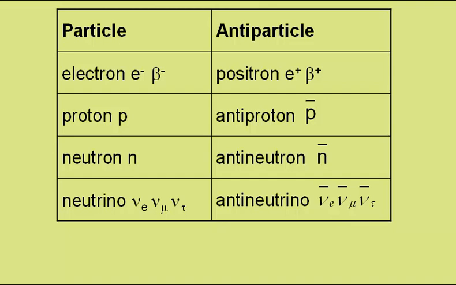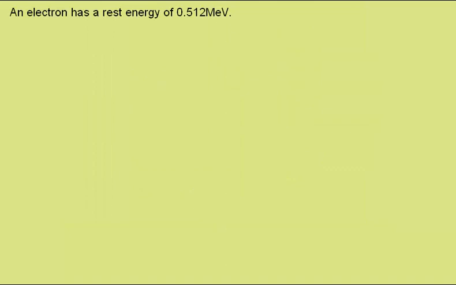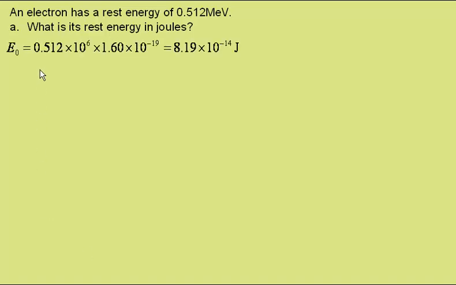Now I'm just going to run through a couple of examples. An electron has a rest energy of 0.512 megaelectron volts, or MeV. Part A. What is its rest energy in joules? Well, to go from electron volts to joules, we multiply by the charge on the electron, 1.6 times 10 to the minus 19 coulombs. And so in this case, we have 0.512 times 10 to the 6 electron volts as its megaelectron volts, multiplied by the charge on the electron, gives us a rest energy of 8.19 times 10 to the minus 14 joules.